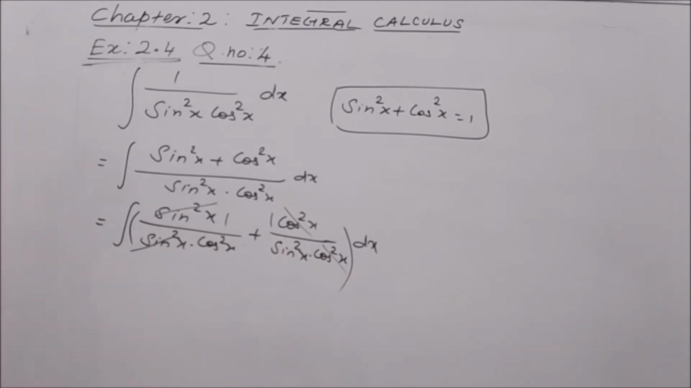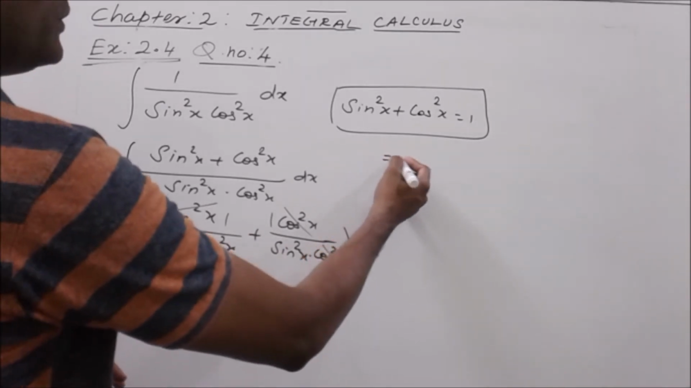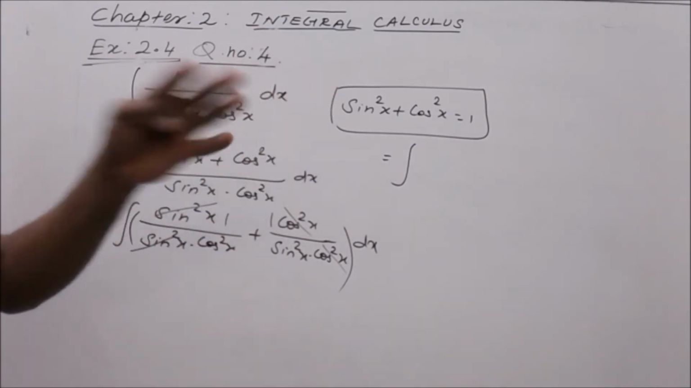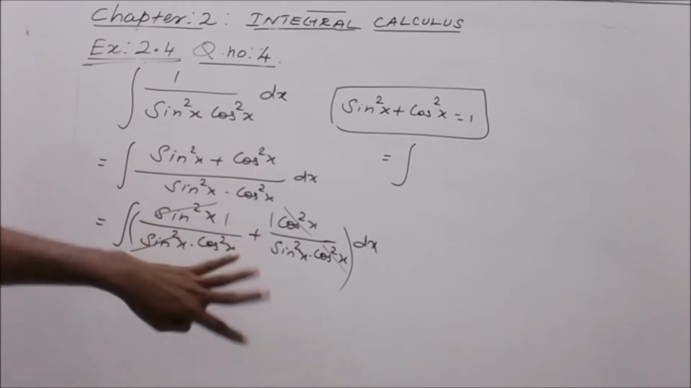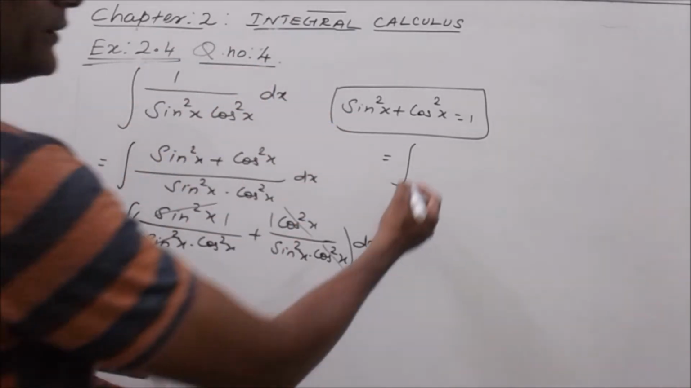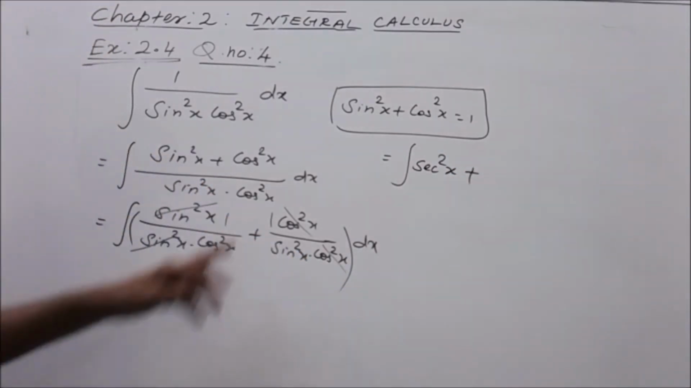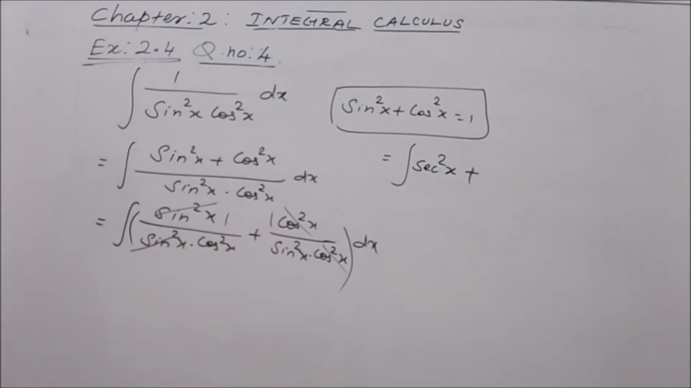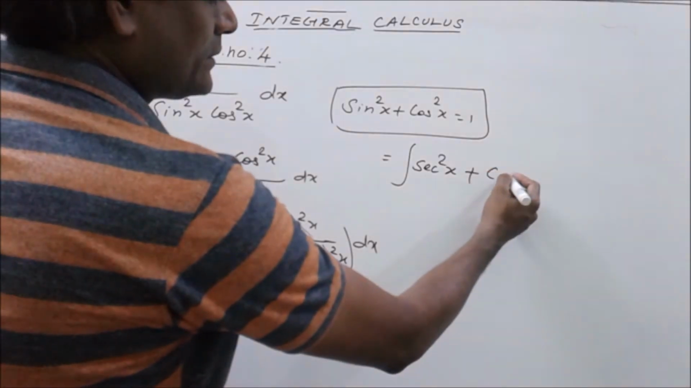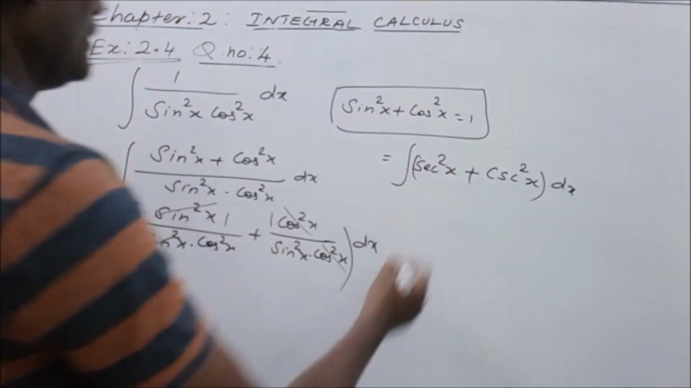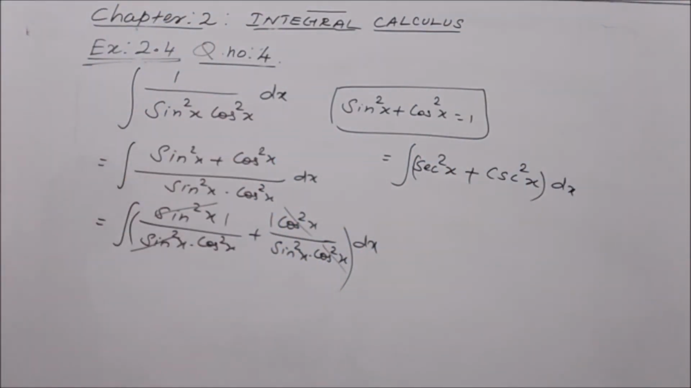The next step, that is equal to integral. Now we have 1 by cos square remaining. 1 by cos means secant. 1 by cos square means secant square x, plus 1 by sine means cosecant. Then 1 by sine square means cosecant square x, into dx. It is simplified as secant square x plus cosecant square x.